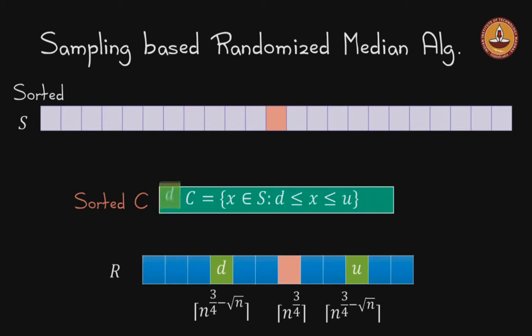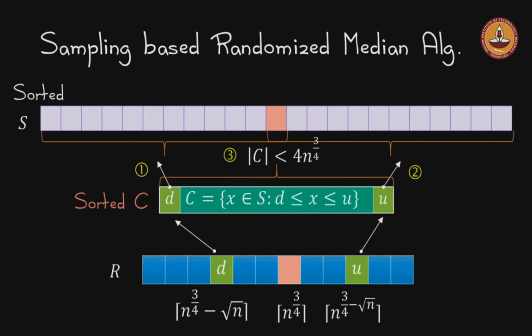Now, recall that we hoped some good things will happen. What was the first good thing that we hoped would happen? The element D is to the left of the median. And let us ask ourselves, how does that happen? If you think about it, the right event should occur when you sample the elements R.